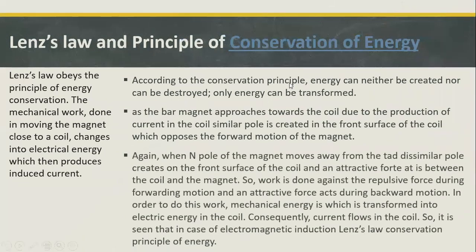According to the conservation principle, energy can neither be created nor destroyed. Only energy can be transformed. As the bar magnet approaches the coil, due to production of current in the coil, a similar pole is created on the front surface of the coil, which opposes the forward motion of the magnet. Again, when the north pole of the magnet moves away, a dissimilar pole is created on the front surface of the coil, and an attractive force acts between the coil and the magnet.